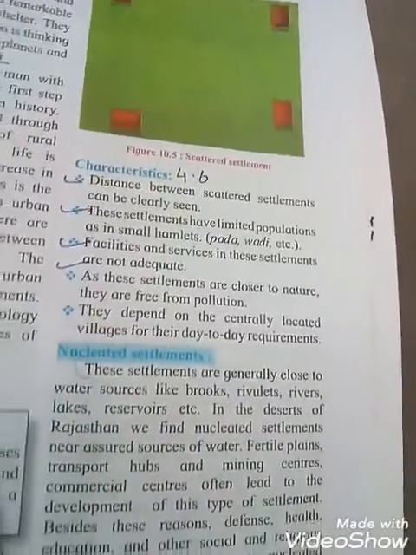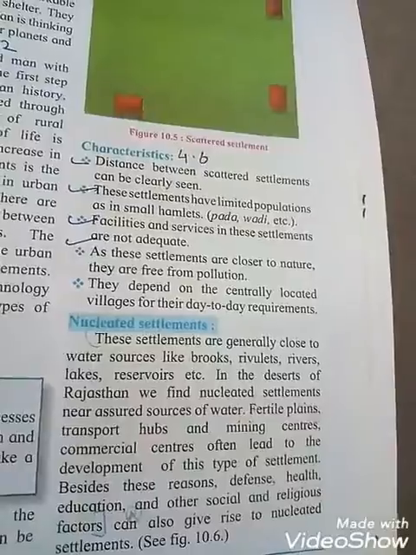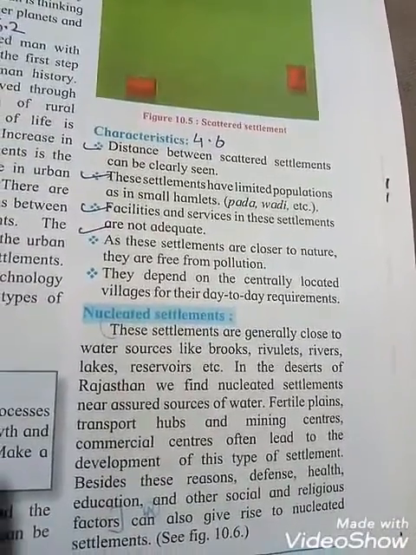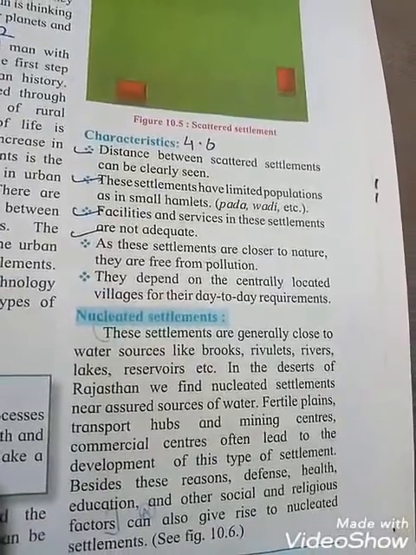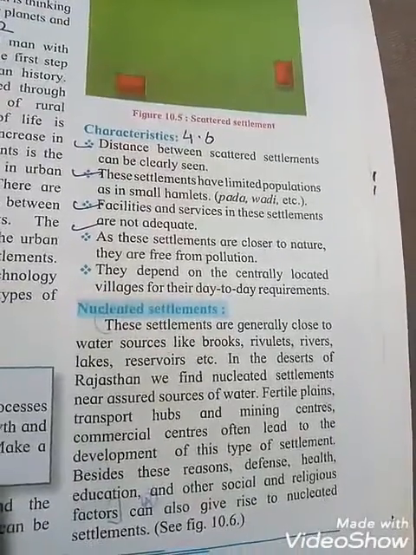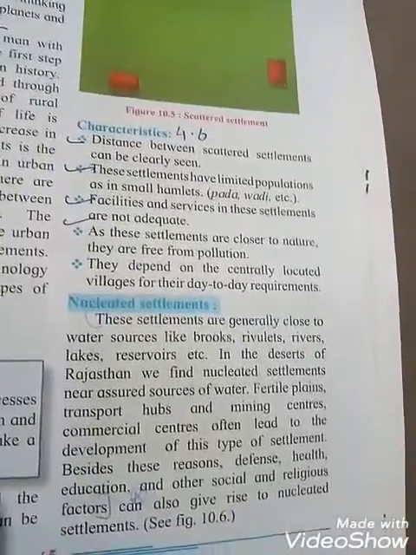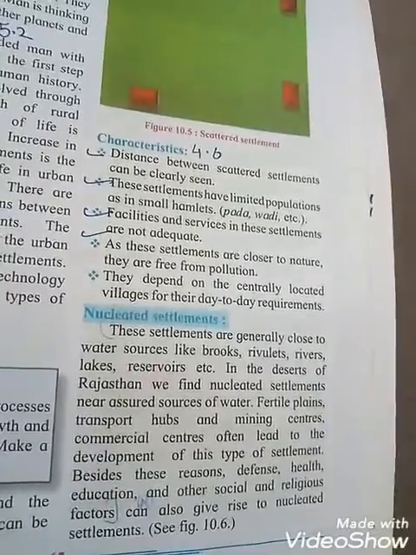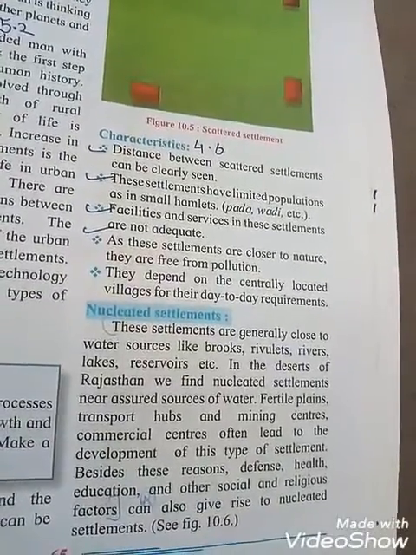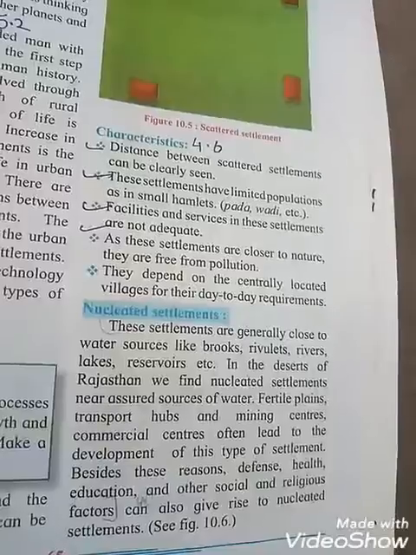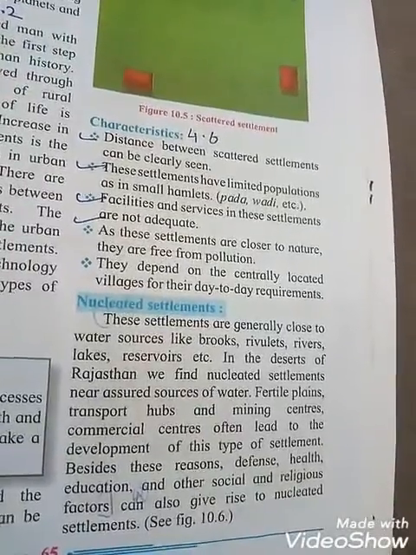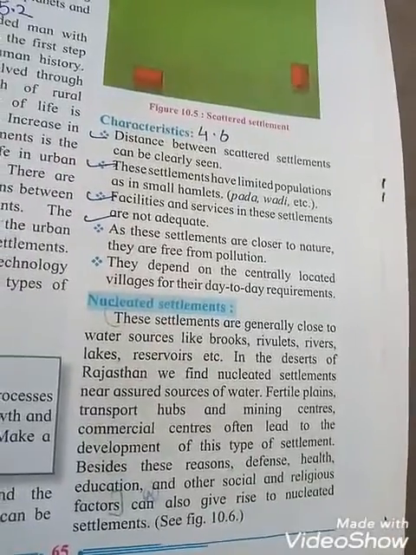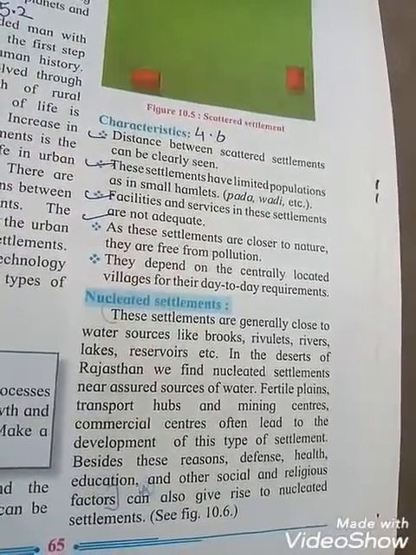Okay. Next one is nucleated settlements. These settlements are generally close to water sources like brooks, rivulets, rivers, lakes, reservoirs, etc. In the desert of Rajasthan, we find nucleated settlements near assured sources of water, fertile plains, transport hubs and mining centers. Commercial centers often lead to the development of these types of settlements. Besides this, defense, health, education and other social and religious factors can also give rise to nucleated settlements.